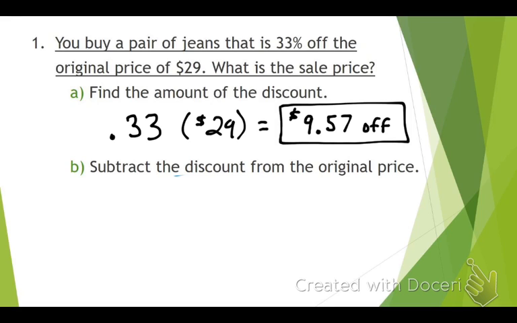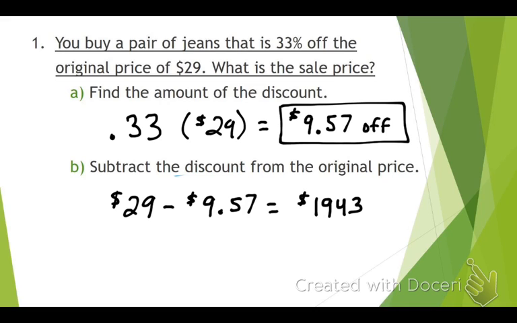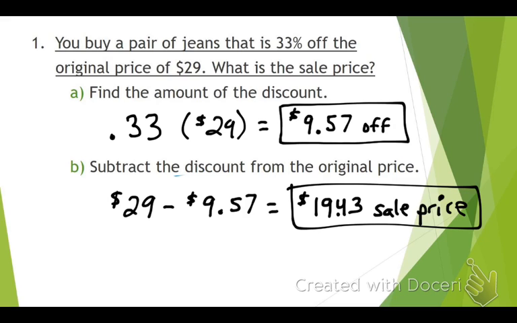So I want you to look at problem B. Here's what it says. Subtract the discount from the original price. So you got to think about what the original price was. How much were those jeans before any sale happened? $29. If I'm getting a discount, then I know I get to take off $9.57. Plug that into your calculator to find out what the sale price is. What did you guys get? $19.43 is the sale price. Any questions?